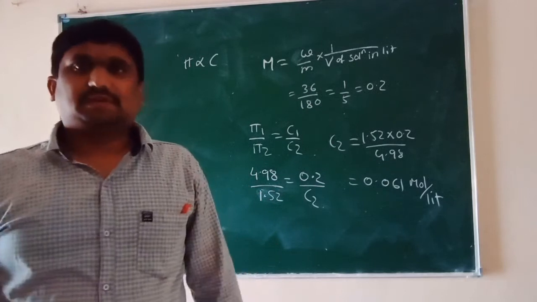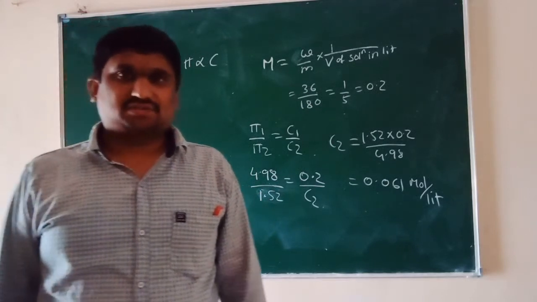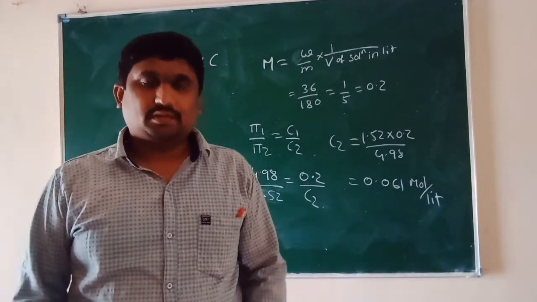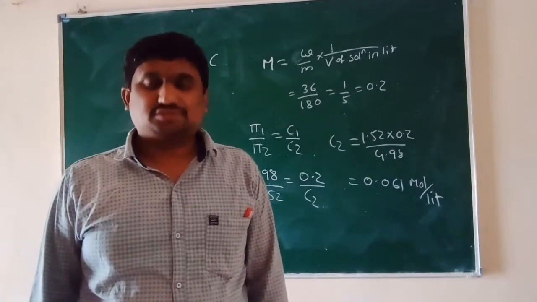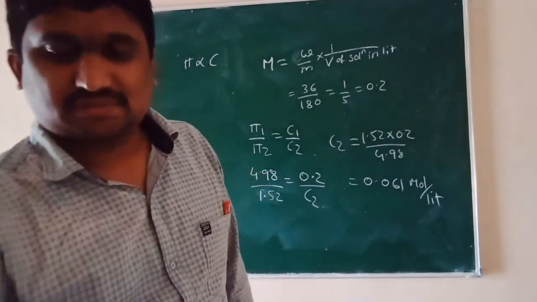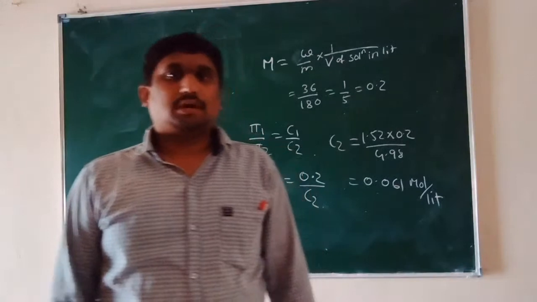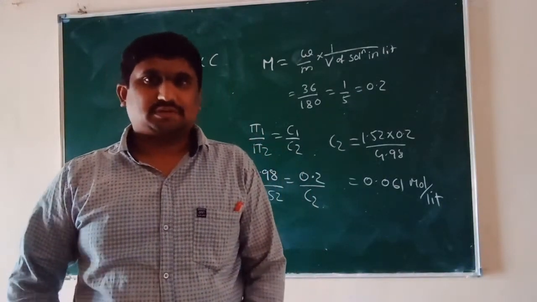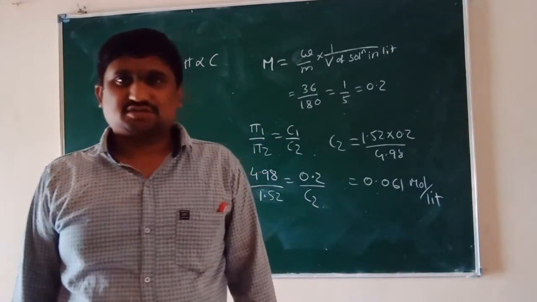So with this we complete the 4 colligative properties. We have completed our discussion. One last topic is left in the solutions lesson. We have to discuss the abnormal molar mass. Regarding that, we shall discuss in the next class. Okay. Thank you.